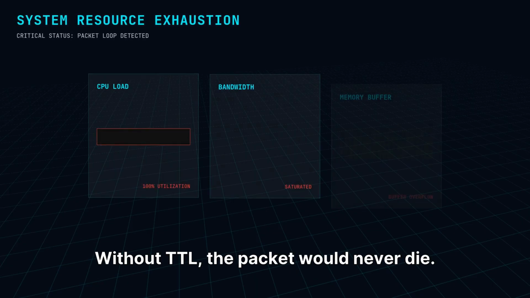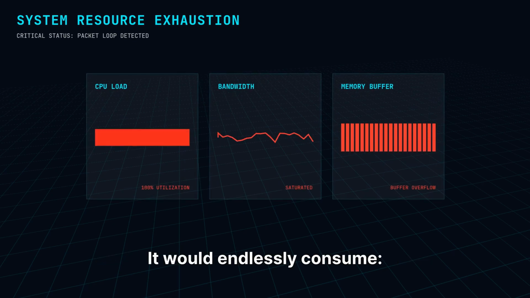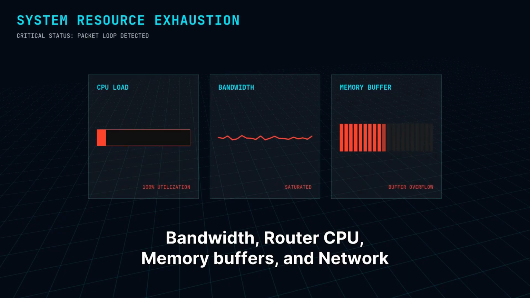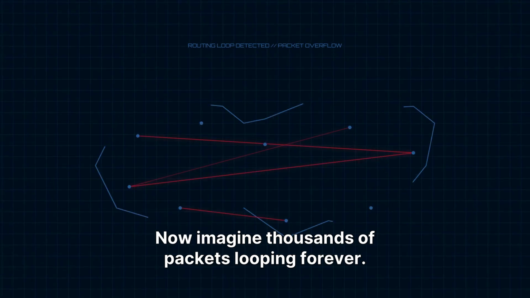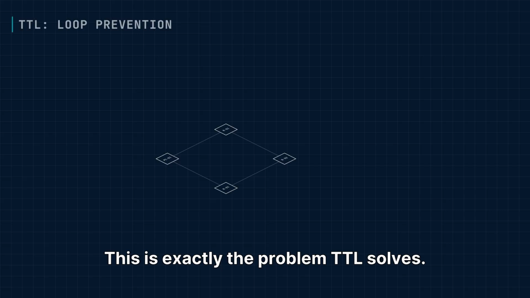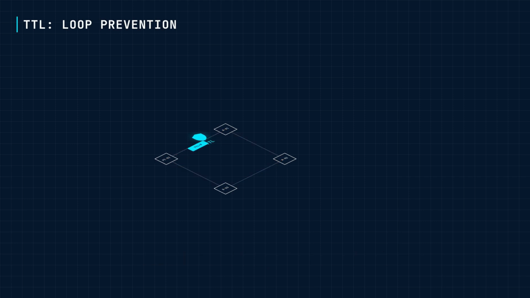Without TTL, the packet would never die. It would endlessly consume bandwidth, router CPU, memory buffers, and network resources. Now imagine thousands of packets looping forever. The network would eventually become unstable. This is exactly the problem TTL solves. Now let's see the process step by step.